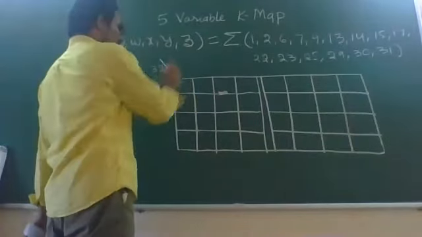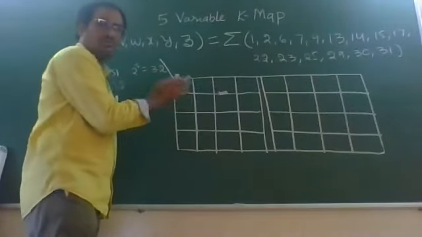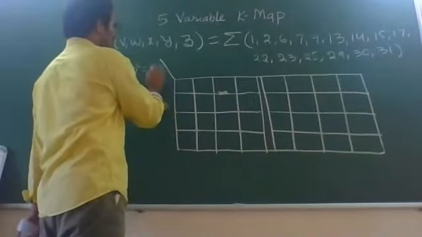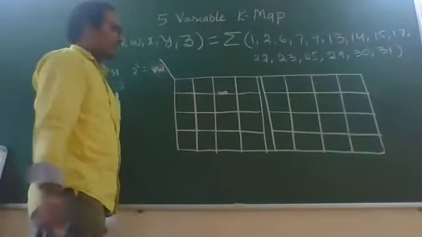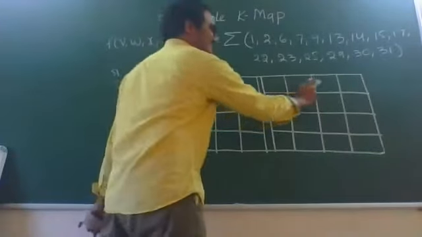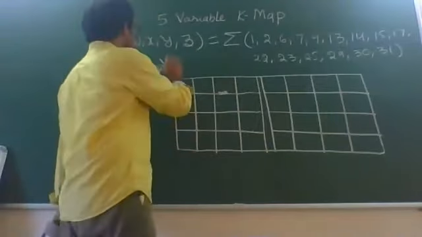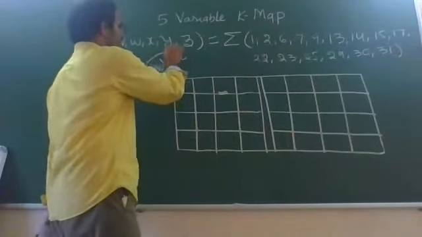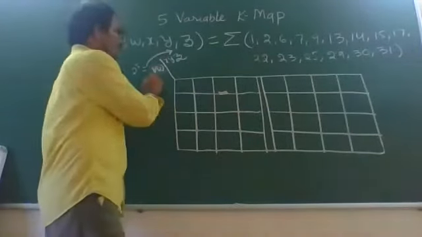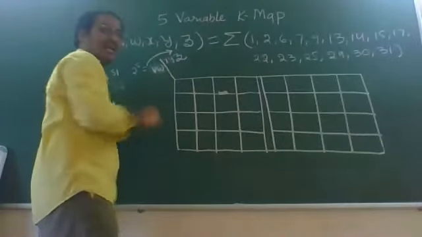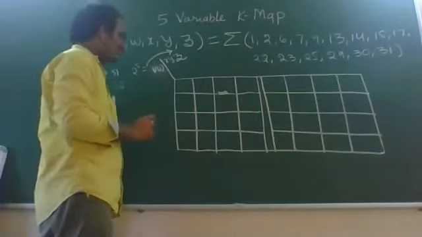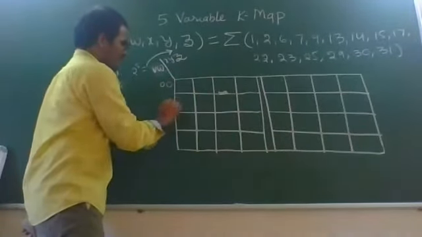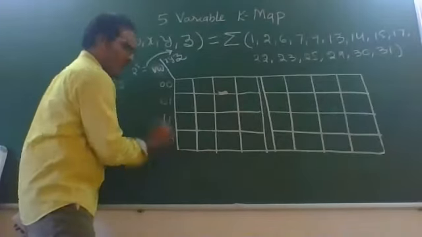Now here we have how many rows? 1, 2, 3, 4. So 4 rows means we can represent 2 variables. Let us take the variables V, W as the row elements, and we have 1, 2, 3, 4, 5, 6, 7, 8 columns. We can represent 3 variables x, y, z, and the direction is from left to right, indicating that V is the most significant bit and Z is the least significant bit. So VW varies as 0 0, 0 1, 1 1 and 1 0.